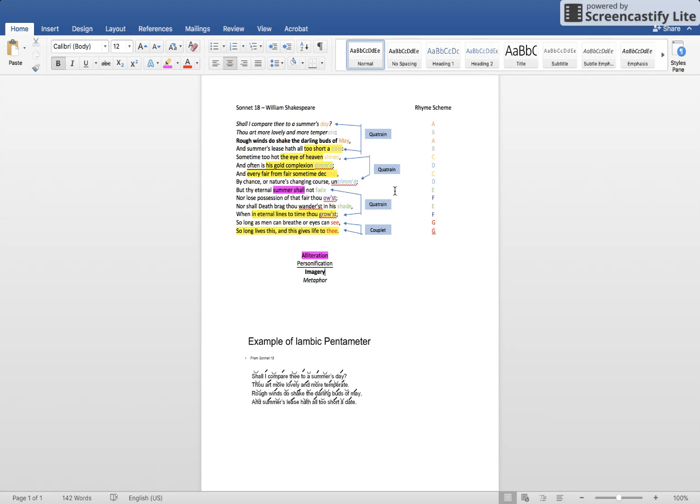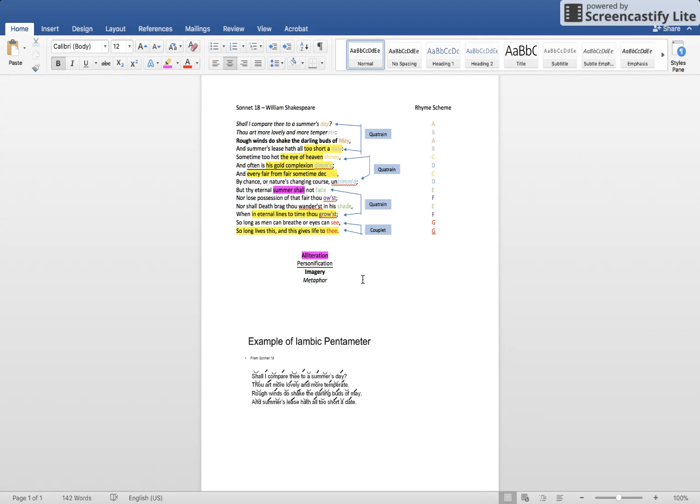And so it is easy to think, because of the word "shines" here. If you break it down a little bit, the eye of heaven is the sun. So sometimes the sun is too hot; it shines too much. Talking about the summertime. And often is his gold complexion dimmed, is over here, that next one there.